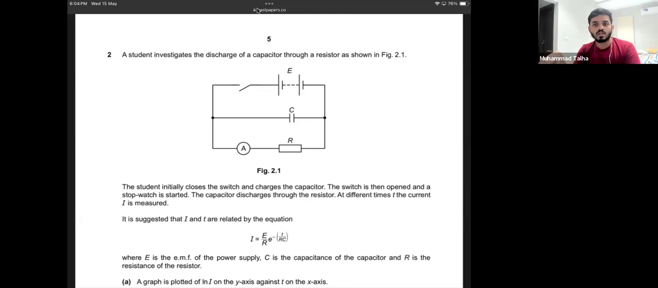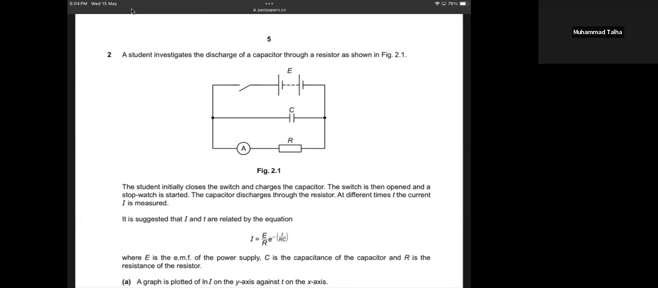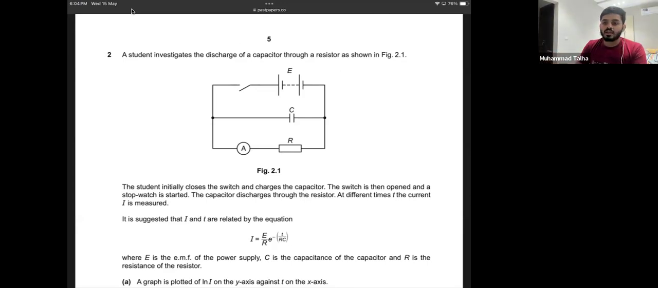Just a second, I guess I'm lagging a bit.